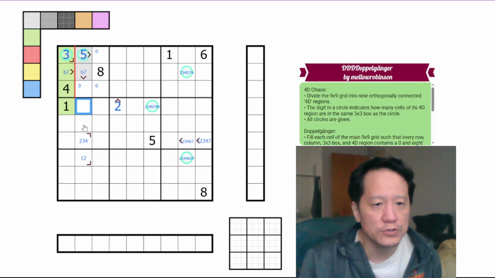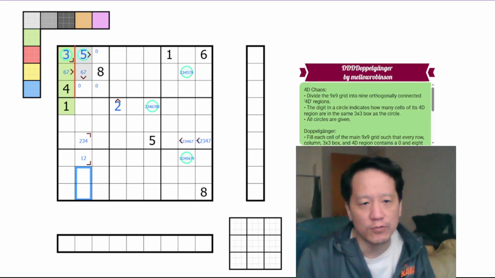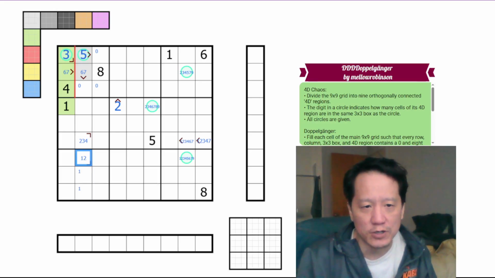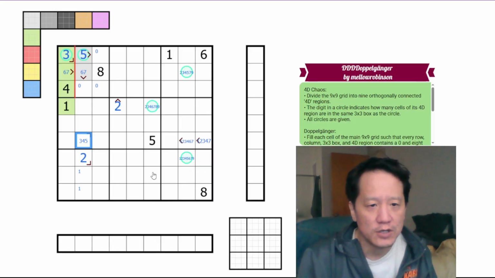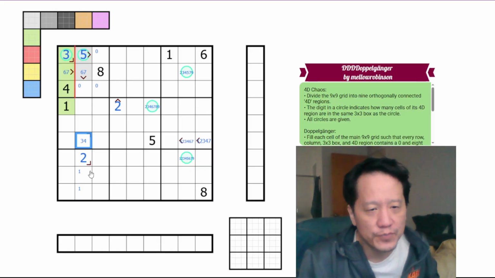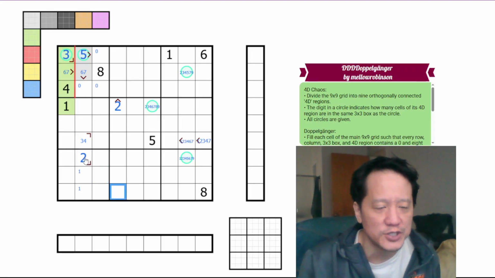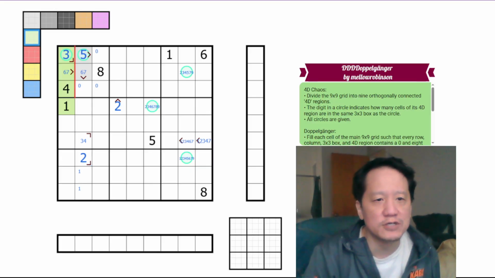So 1, 2, 3, 4, 5, 6 or 7 away is the 1. So this is guaranteed to have a 1 here, which means this can't be 1, this is 2, this can't be 2, this is 3 or 4. So 2 away going this way is the cell that's missing, or the digit that's missing from this region. So the green region is missing a 2. The light region is missing a 5.